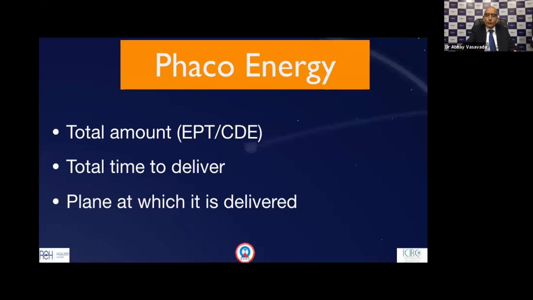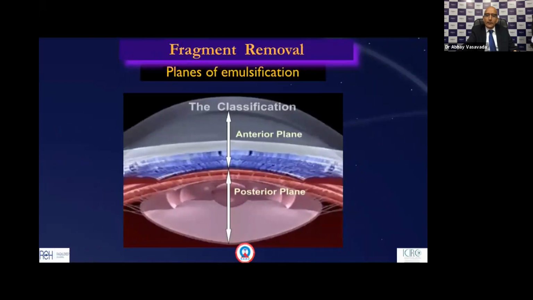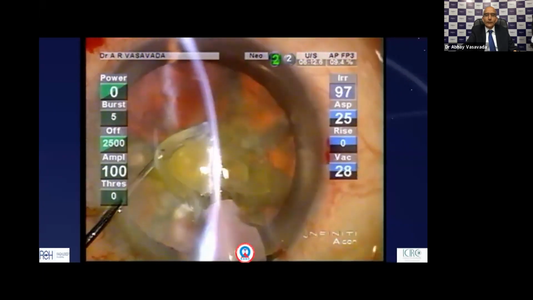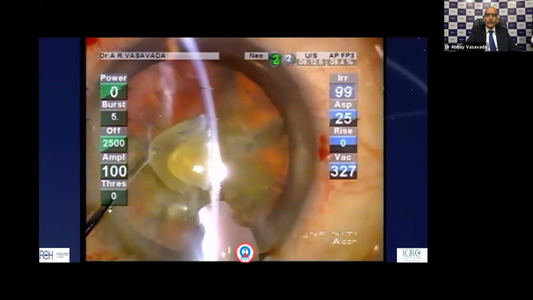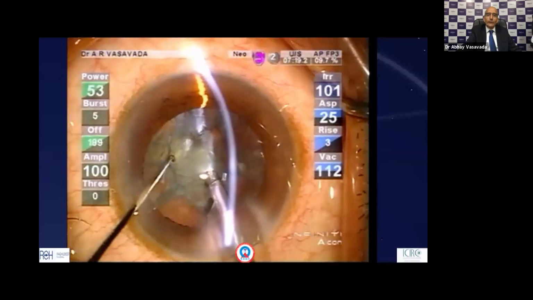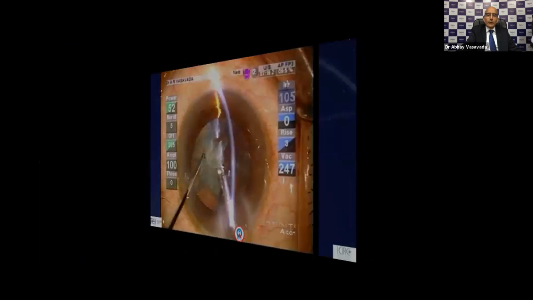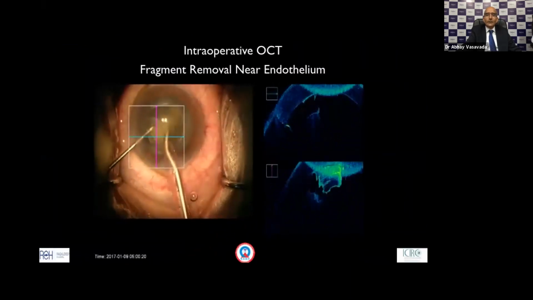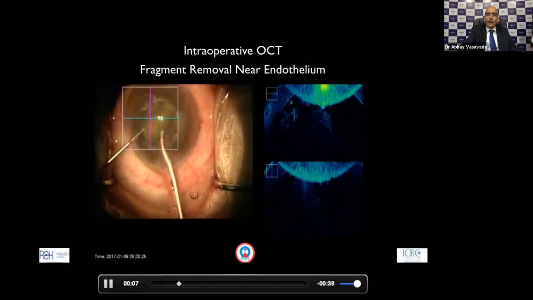And also if you do it at a posterior plane, which I mean the plane beyond the iris, it is better than the anterior plane. This is the anterior plane. Even if you reduce the energy and spend less energy, this is more detrimental to the endothelium versus the posterior plane, where you may take more time, more energy, but it's away from the endothelium. So remember, go slow, be conscious of the plane that you remove, and the intraoperative OCT illustrates that, these fragments touching the endothelium from time to time.